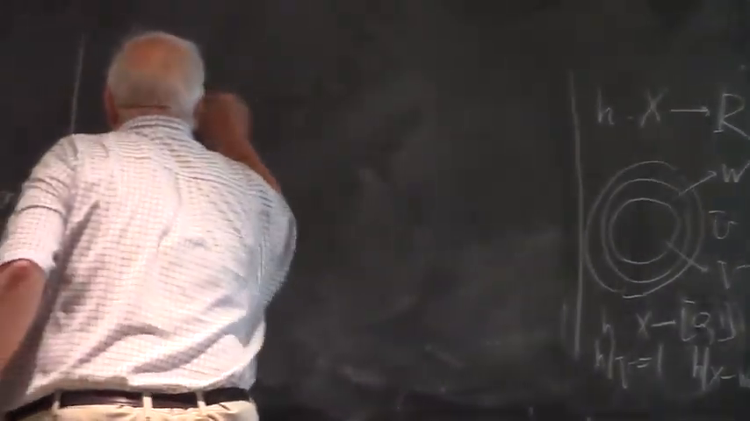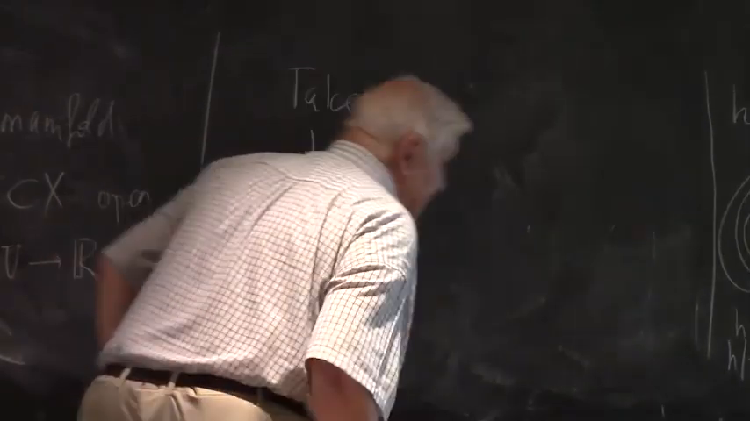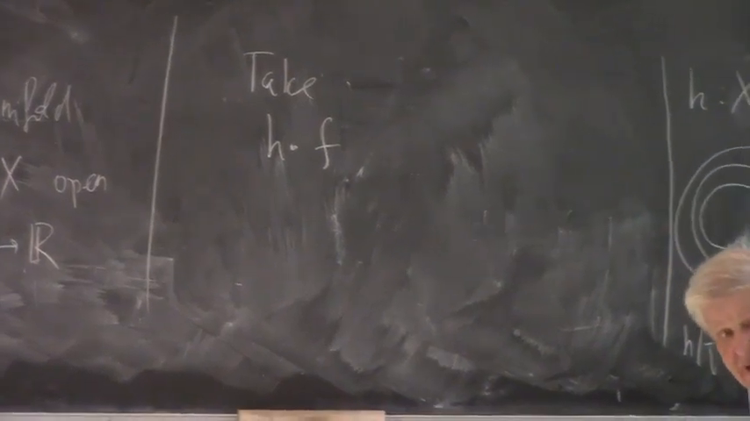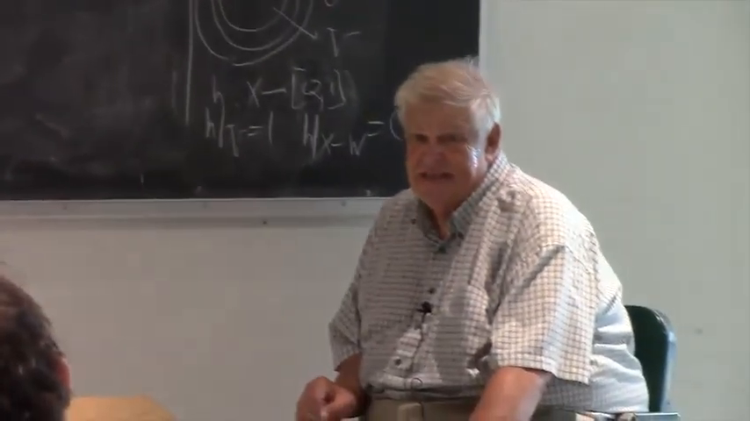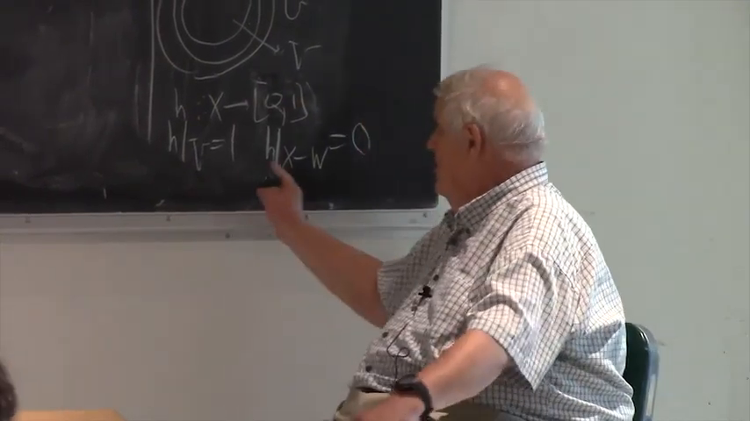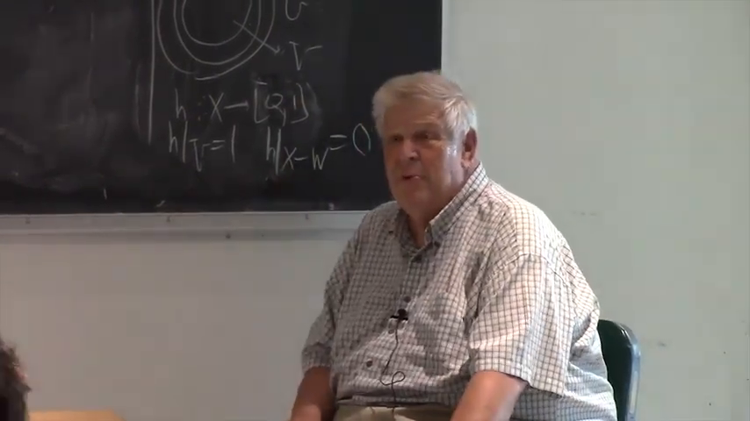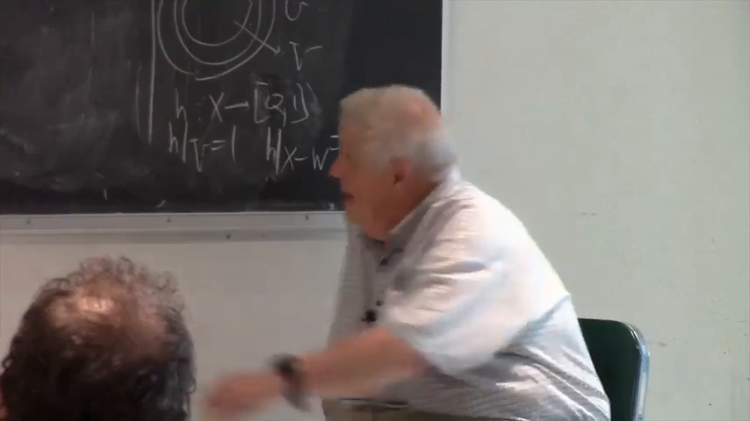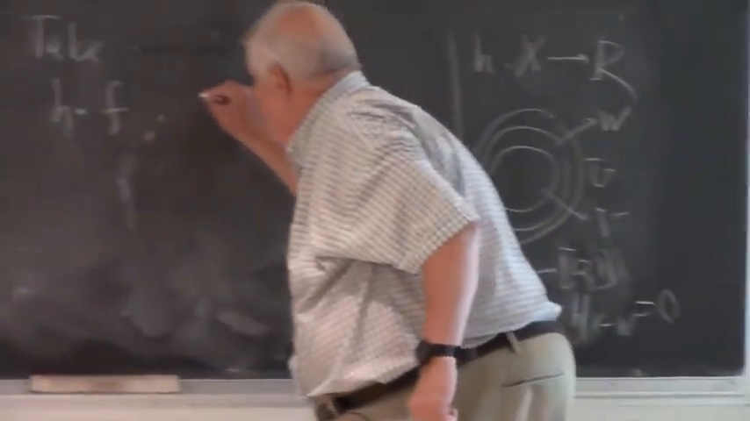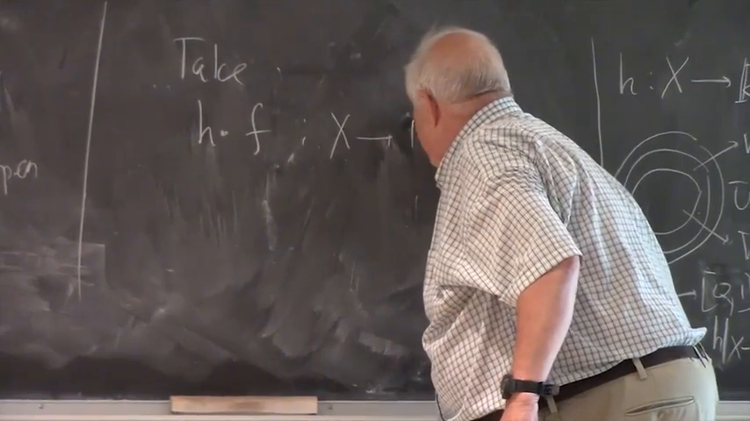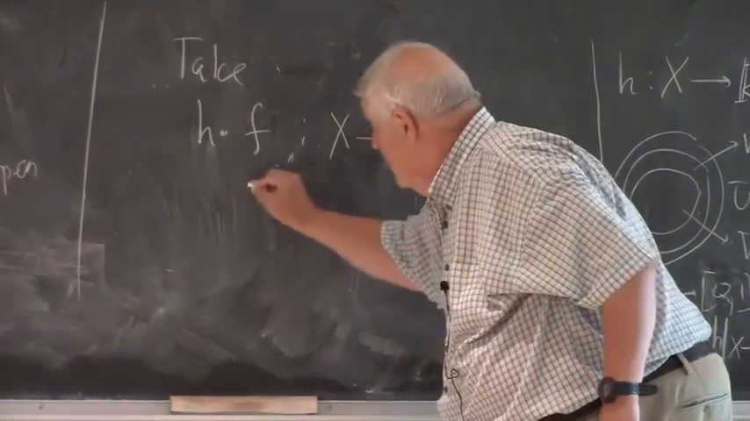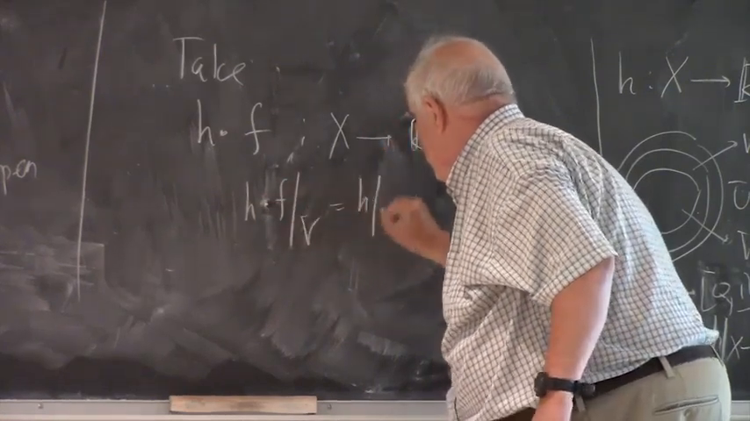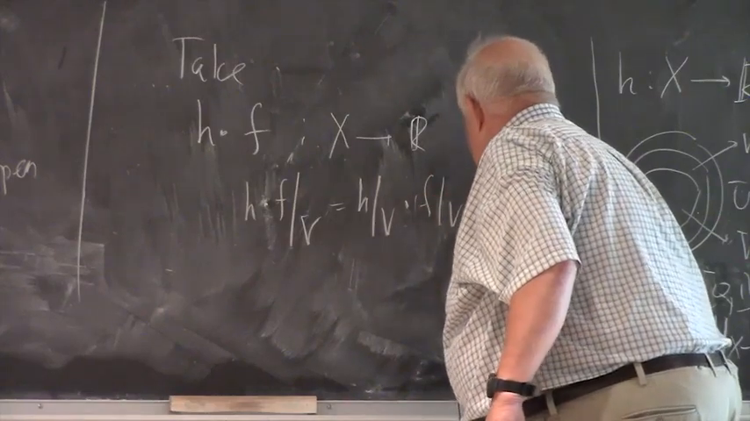After this, I just take the product, h times f. Certainly f is not defined in the whole X, but h is 0 where f is not defined. So this product does exist everywhere. h is 0 at every point where f is not defined. So this is a function defined in the whole X, and on V this is f on V, because h is 1 on V.